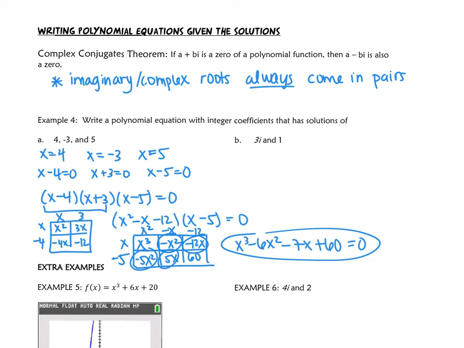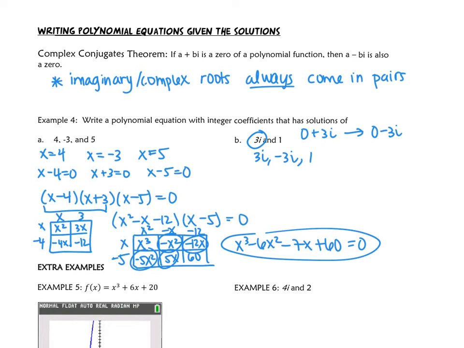Example B is one where it gets a little bit more complicated. In this case, we have an imaginary root. We talked about 2 minutes ago, you never have one imaginary root. They will always have a pair. So we need to figure out what is the conjugate of 3i. Well, that's really 0 plus 3i. Conjugate of that then is 0 minus 3i. So our solutions are really 3i, negative 3i, and 1.